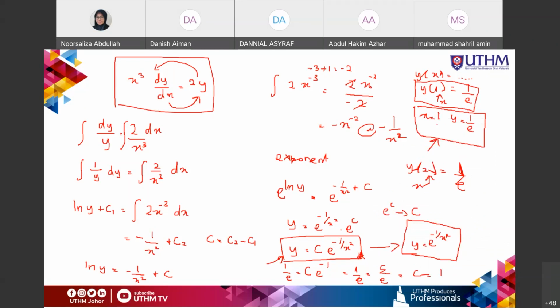Untuk kes ni because x equals to 1, kalau apa-apa kuasa 1, kuasa berapa pun memang akan dapat 1. Betul? So that's why kat sini 1 saja.